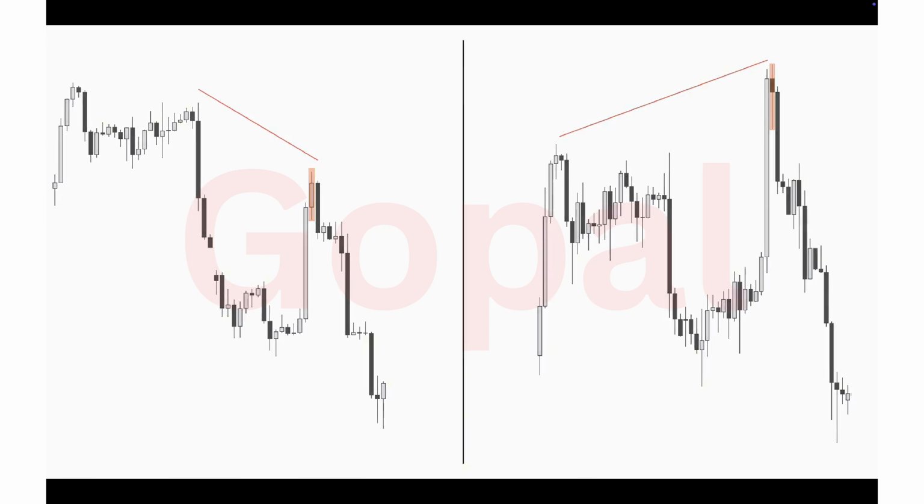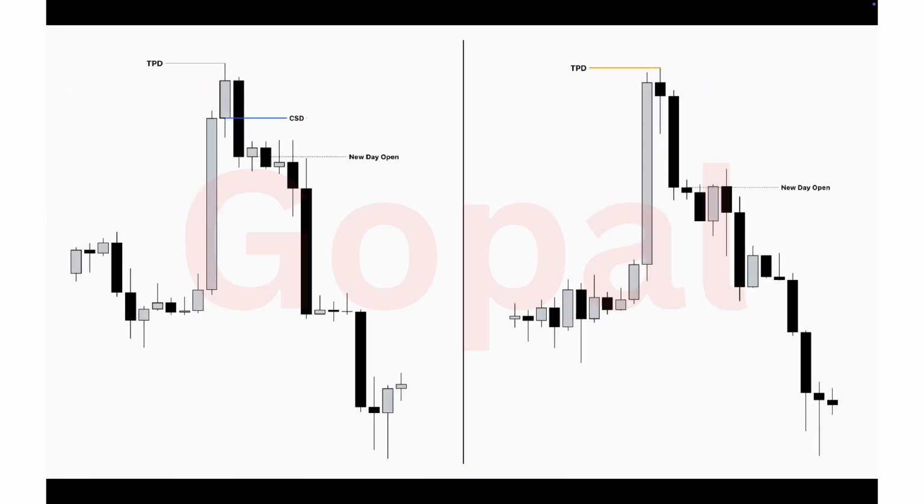Now if we zoom in a little bit closer, you can see we have the TPD form right here, and then we have that change in the state of delivery. Now what do I mean by change in the state of delivery? As you can see, we have candle number 3 right here, candle number 2 right here. You can see candle number 3's close is lower than candle number 2's opening price.